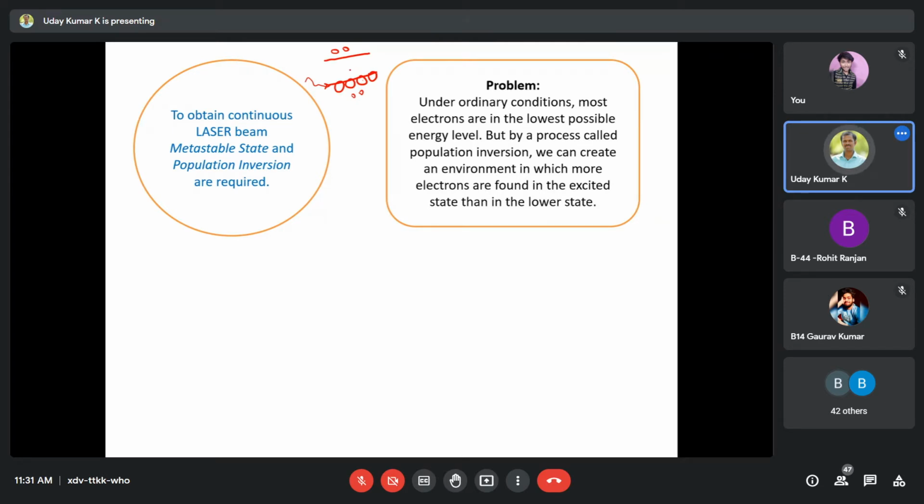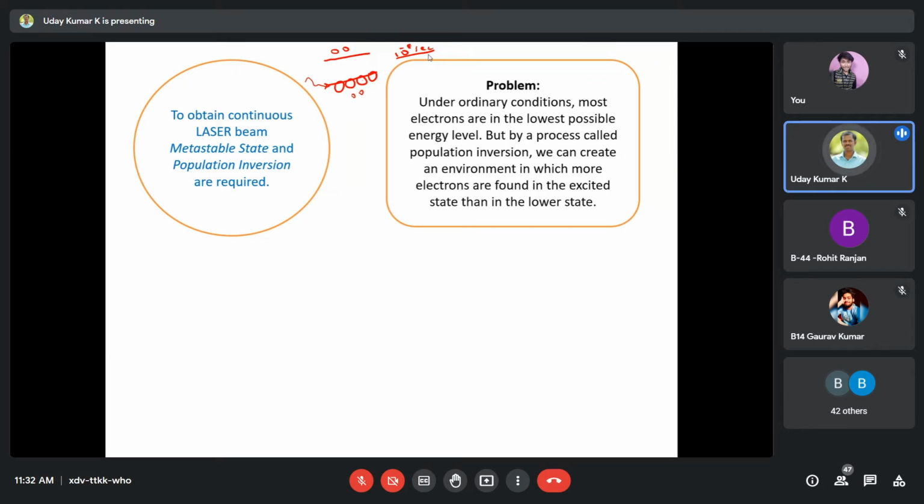Because again, the lifetime of the atoms in the higher energy levels will be in the order of microseconds or milliseconds. It's like 10 to the power of minus 8 seconds, or 10 nanoseconds in a way. So within 10 to the power of minus 8 seconds, it comes down to the lower energy level again.